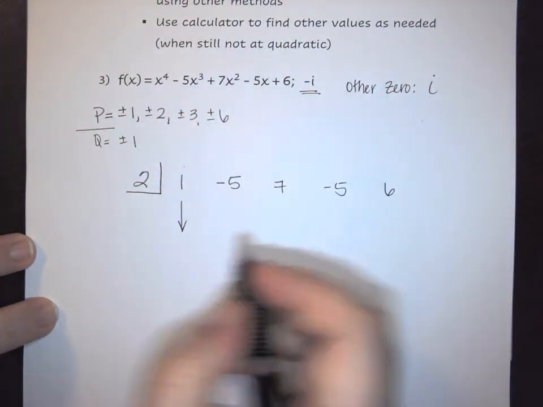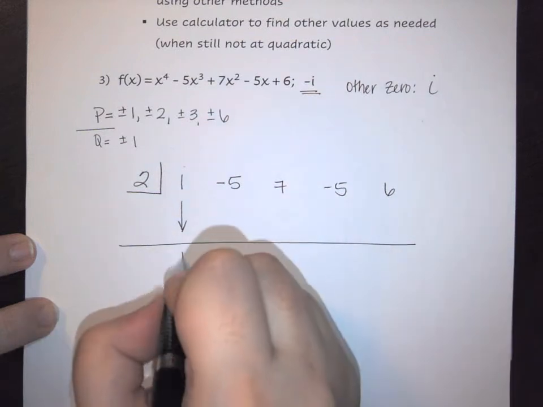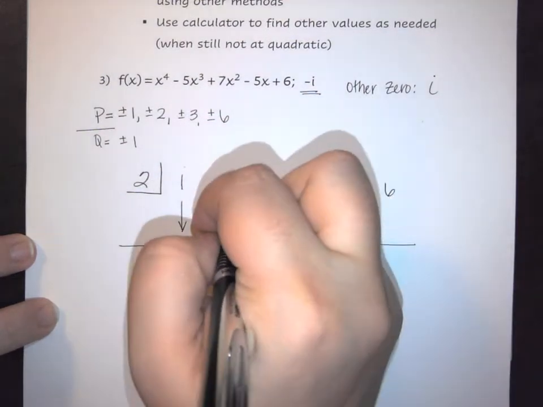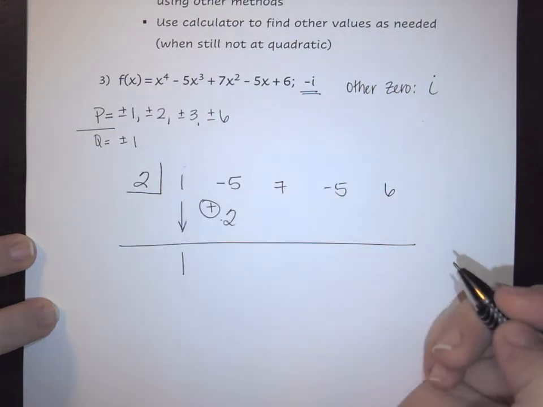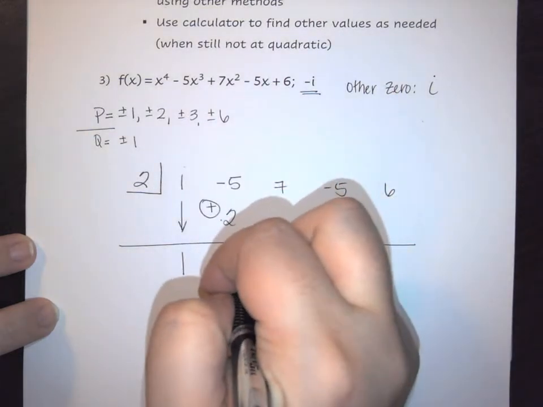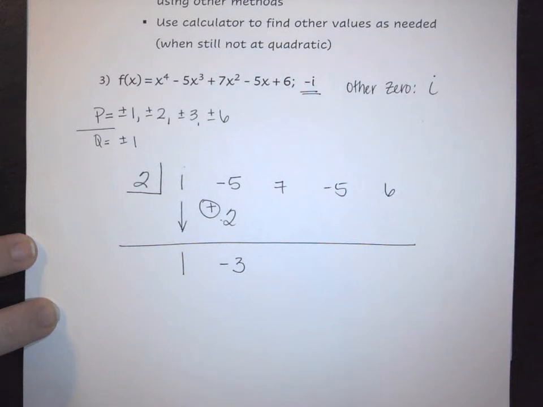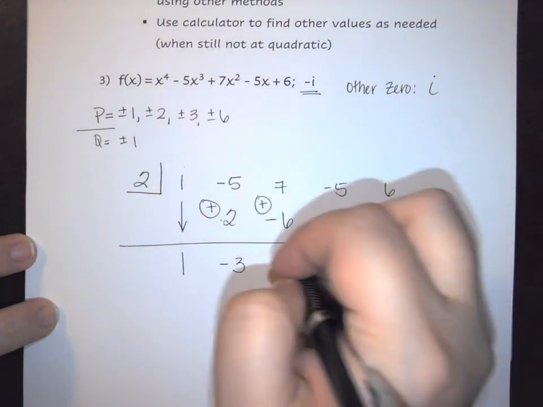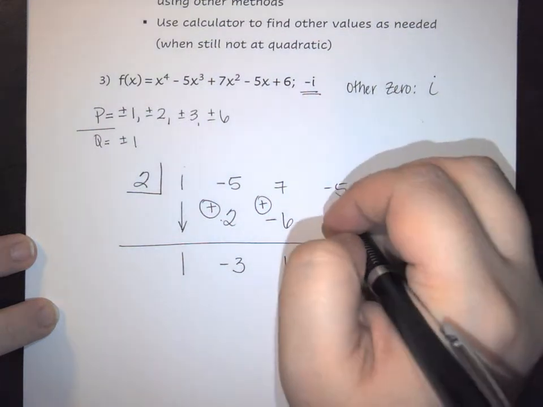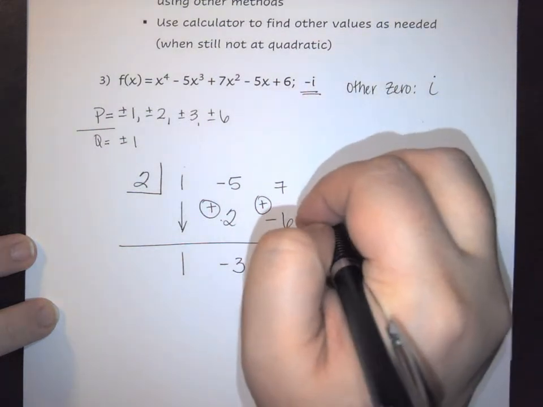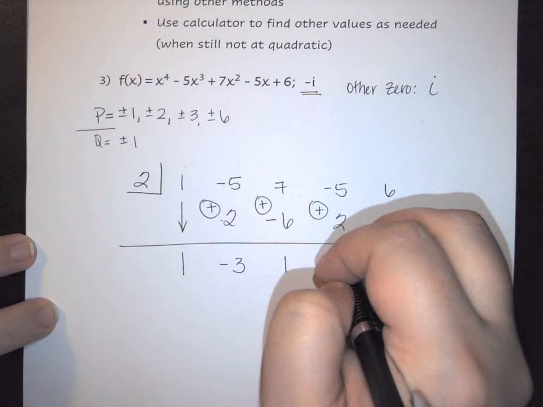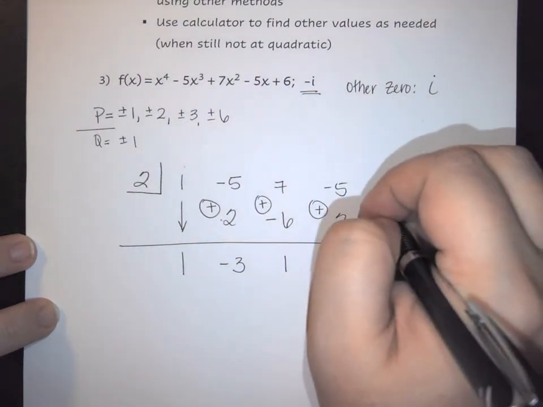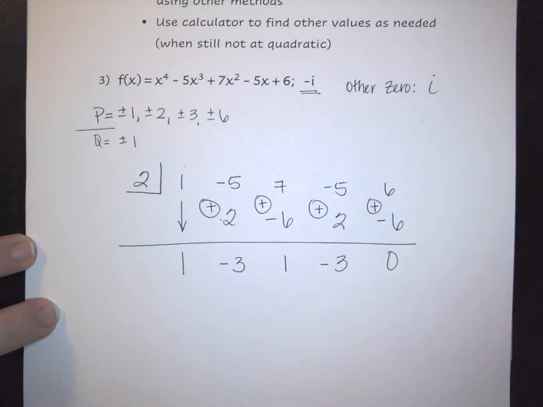Remember, with synthetic division, you're going to bring down that first term, and then you do bottom times the box, which goes underneath the next. So this is 2. We're going to vertically add, which gives us a negative 3. Bottom times the box gives us a negative 6. When we vertically add, we get a 1. Bottom times the box is 2. When we add them together, we get negative 3. Bottom times the box is a negative 6. When we add them together, we get 0.